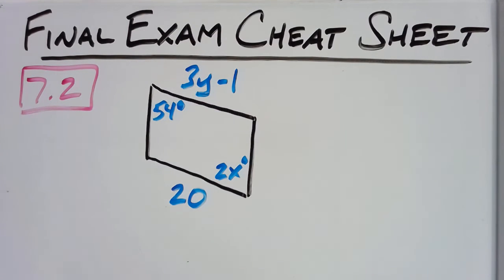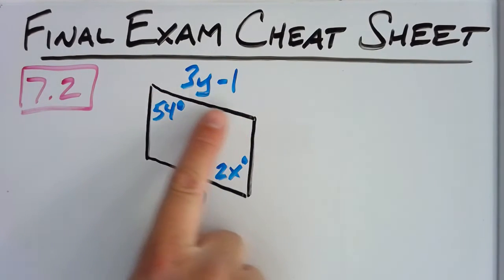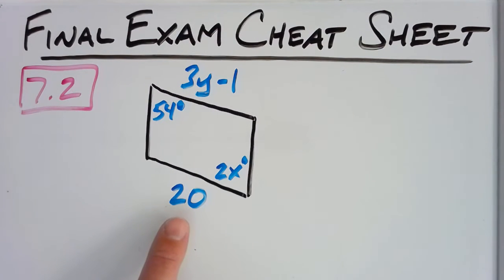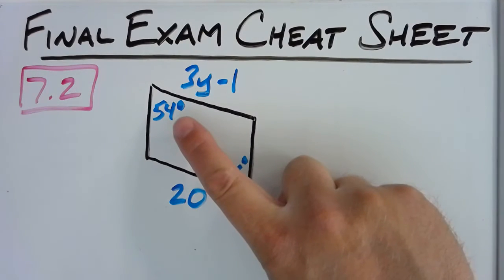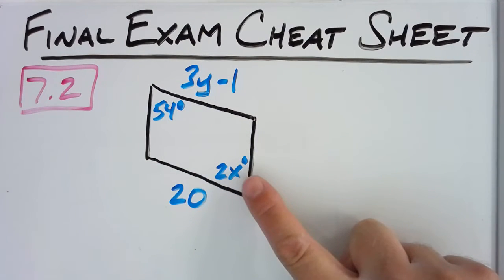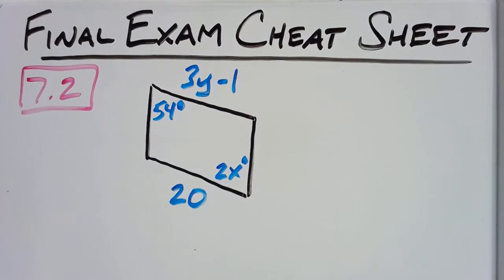Just be aware of the difference of measurement here. Nothing's really going to change with how we set up equations, but be aware that 3y minus 1 and 20 are lengths. They have to do with the lengths of a given side, whereas the degree measurements that we see for these internal pieces refer to an angle measurement. Simple difference in geometric objects, but nothing's really going to change from what we do moving forward.